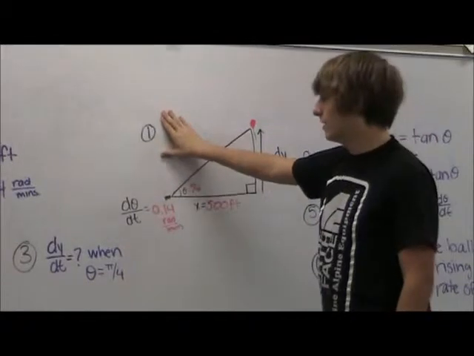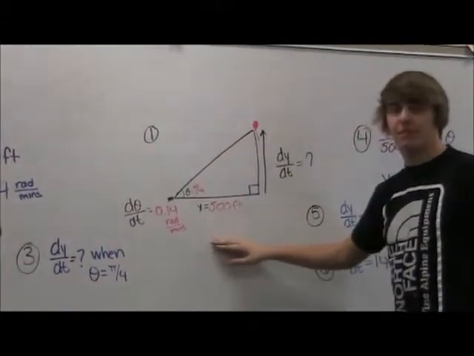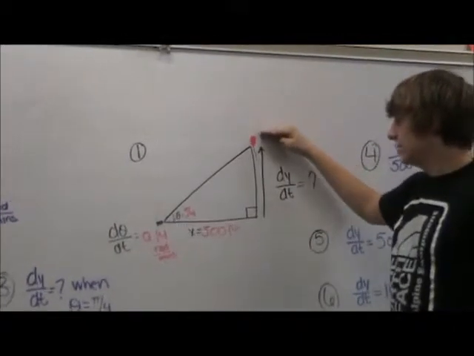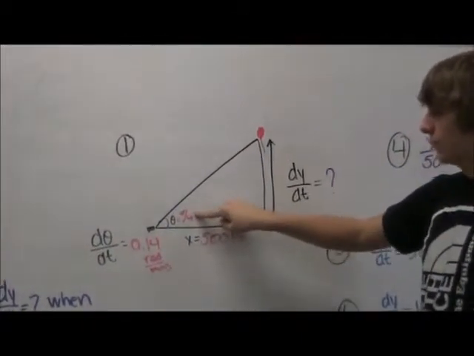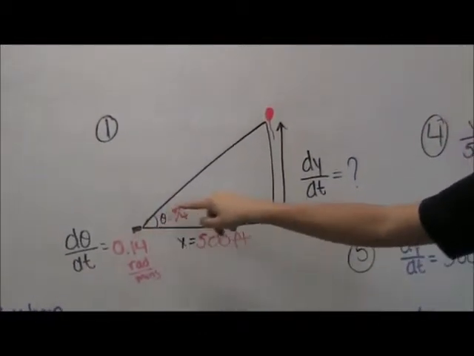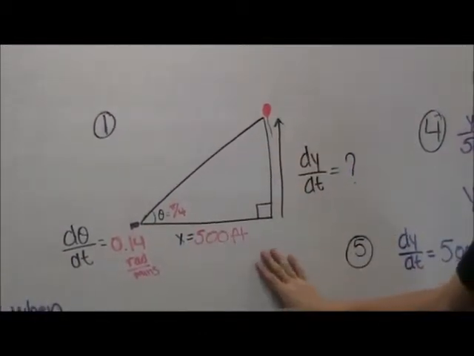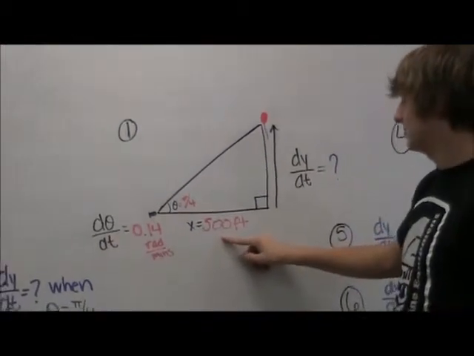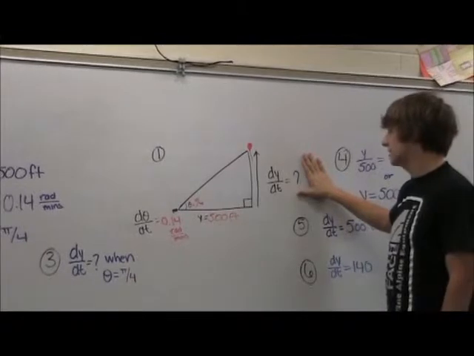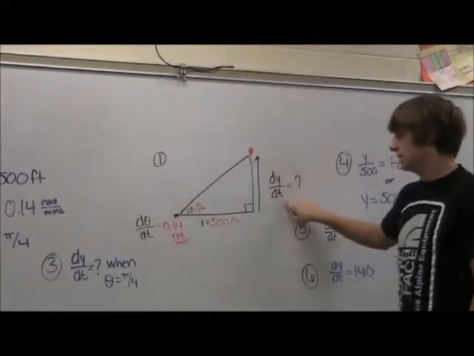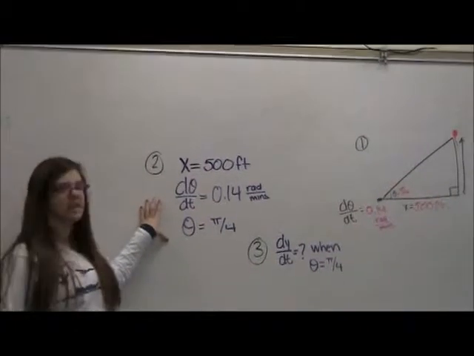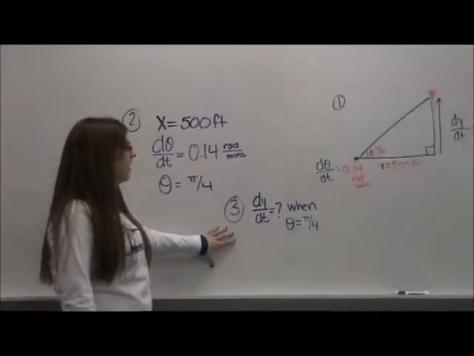We started with step one, which was to draw a picture, and we saw from the film in the gym that the balloon was released, and when it reached the angle of pi/4, that's when Luke took his reading from the gym, which created this triangle where our base is x equals 500 feet, and we're trying to find the height, the rate at which it increased, which is dy/dt. So we wrote down all of our information, which is the second step. We figured out what we needed to find.